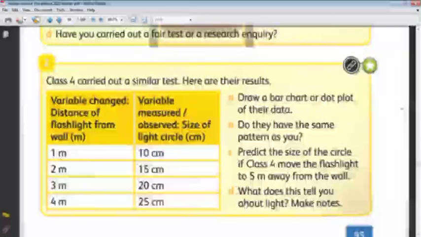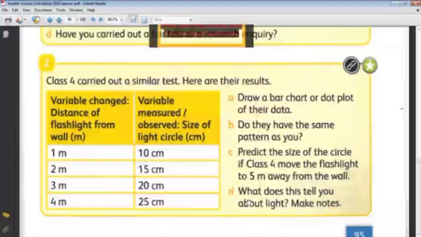Make notes. Can you make notes about the light from this experiment? Give me some notes.